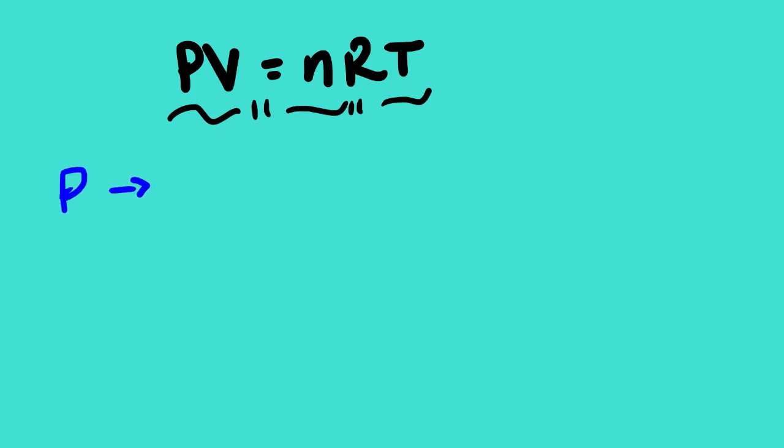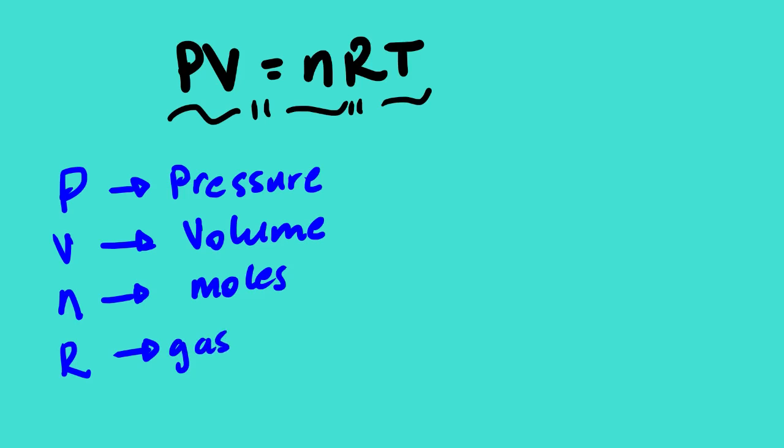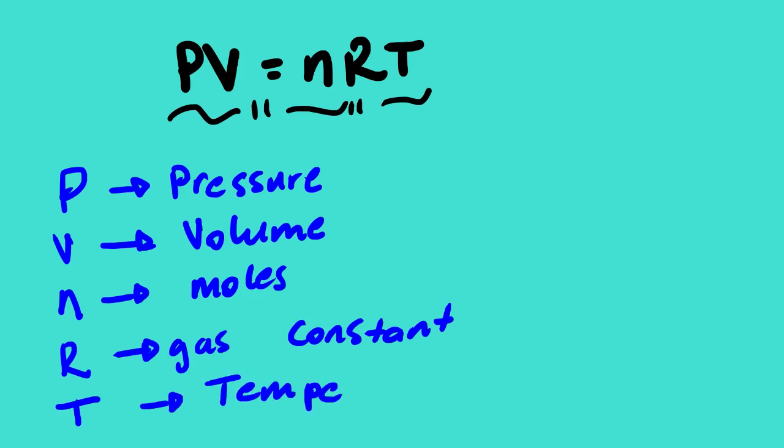P is the pressure, and V is the volume, n is the number of moles, then R is the gas constant, and T is our temperature.